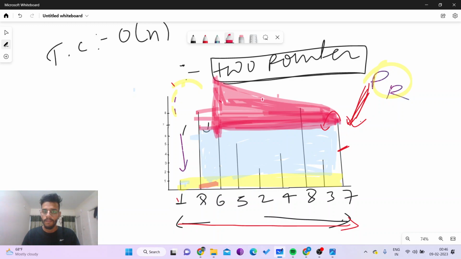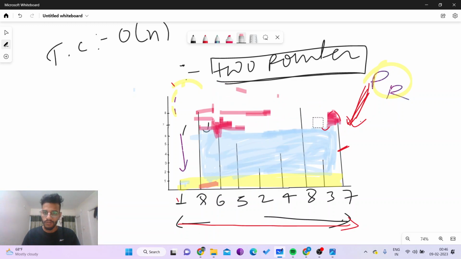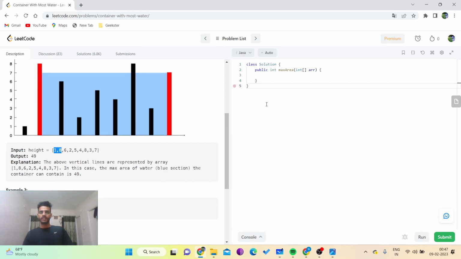Okay. So wherever we are finding the minimum, on that side we will move to the next element. That's all. That is the concept here. Nothing else. I hope this concept is clear. So let's quickly do the coding part of this question.